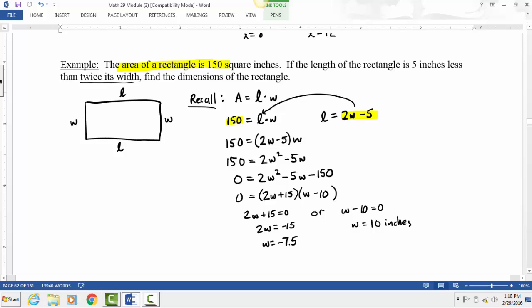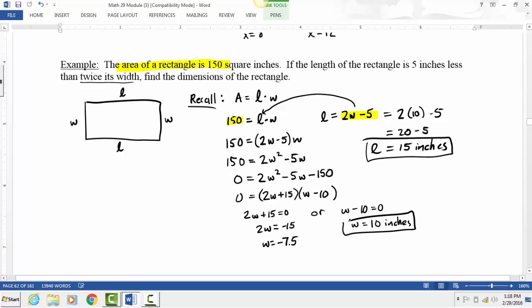And then how can we figure out the length? We've got to figure out the dimensions. That means the length and width. Well, we already found up here that the length is 5 less than twice the width. So if we take 2 times the width of 10 inches and subtract 5, we get 20 minus 5, or 15 inches. So the dimensions are, length is 15 inches, and the width is 10 inches.